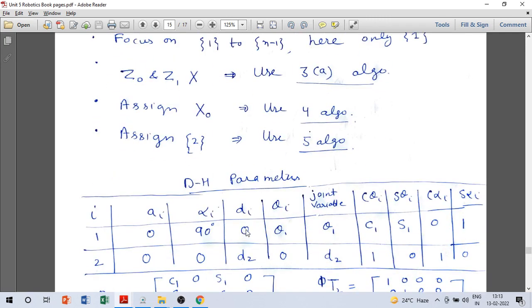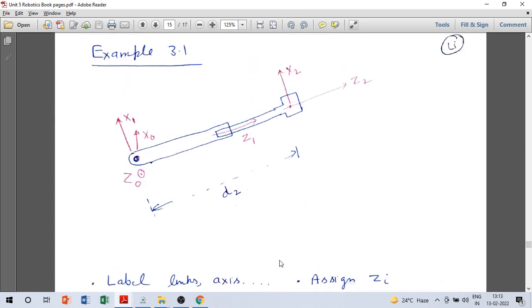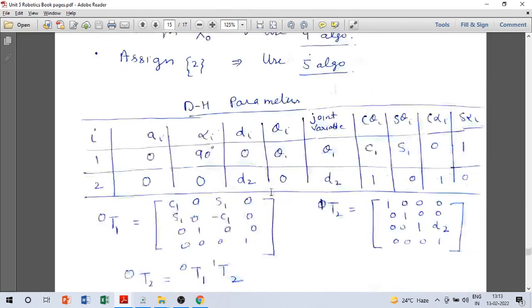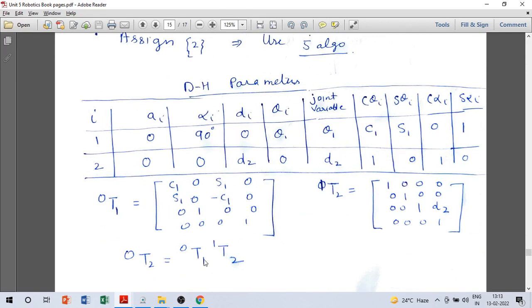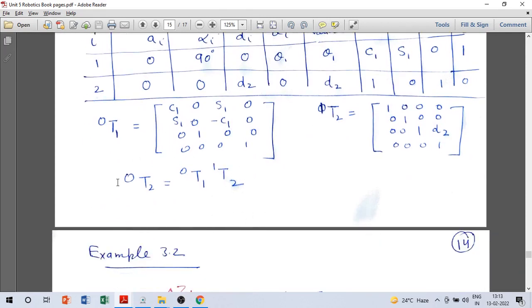Similarly, you do it for point 2, this a, alpha, d, theta. It requires some time and some practice, but the concept is clear as such. So once you have filled those parameters, you get these matrices and you get this overall transformation matrix. Okay, that's all.